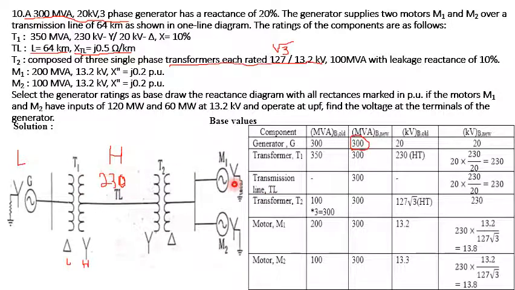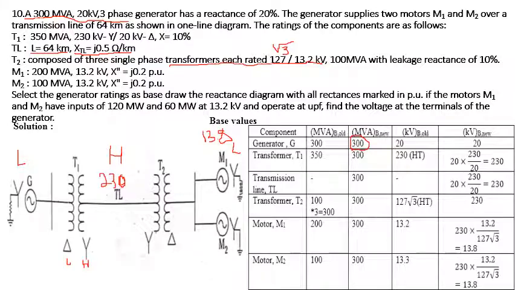Okay, coming to the motor M1, what is the rating? It is 200 MVA, new value is 300. What is the old value? 13.2. So we have to calculate the new value. This is the ST side, so this should be the LT side. If it is LT, then LT is equal to ST rating, and we already know that it is 230. So 230 into the rating of transformer T2, which is 13.2, divided by 127 into root 3, we get 13.8. So this is the value. Change the value; this is 13.8 kV.